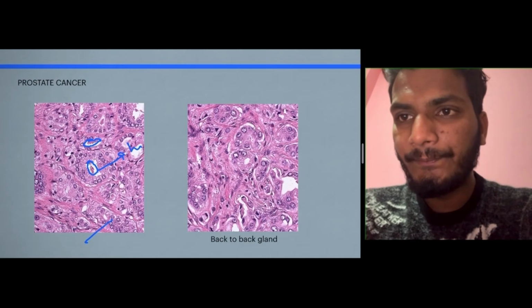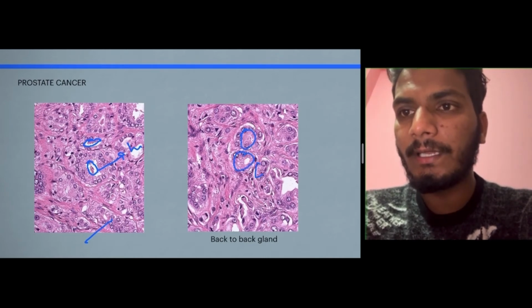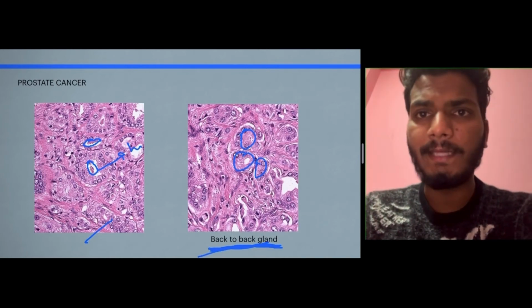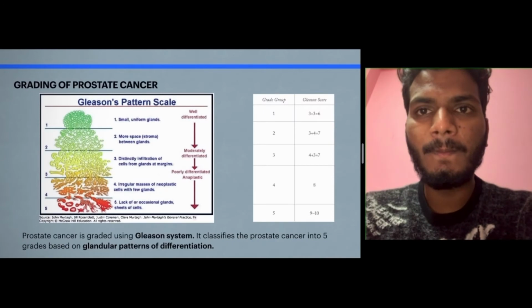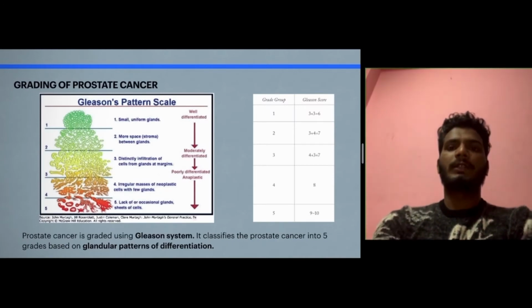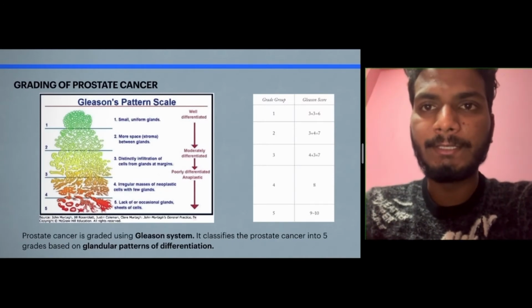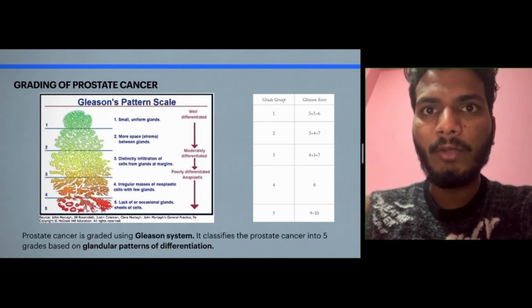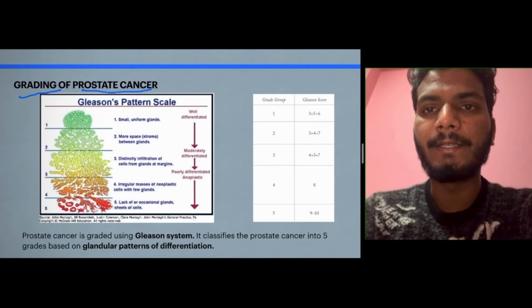And here we can see there is one gland, another gland, another gland. So this is back to back gland, commonly seen in prostate cancer. Those are the classification and characteristics seen on slides. So now we will move to the grading of the prostate gland.